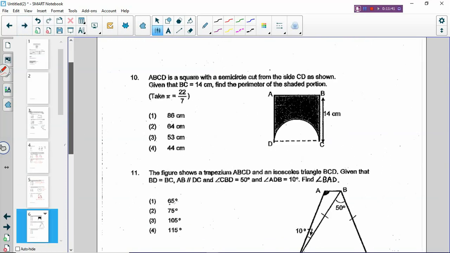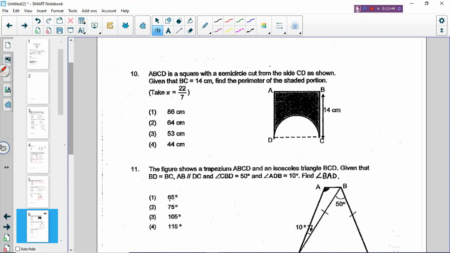Okay, now ABCD is a square with a semicircle cut from the side CD. And BC is equal to 14 cm. So can you find the perimeter of the shaded portion? Now, when you are asked to find the perimeter, then what do you need to do? You need to highlight. So every time I will highlight the sides of the perimeter, and then you have to add up all the sides of the perimeter.